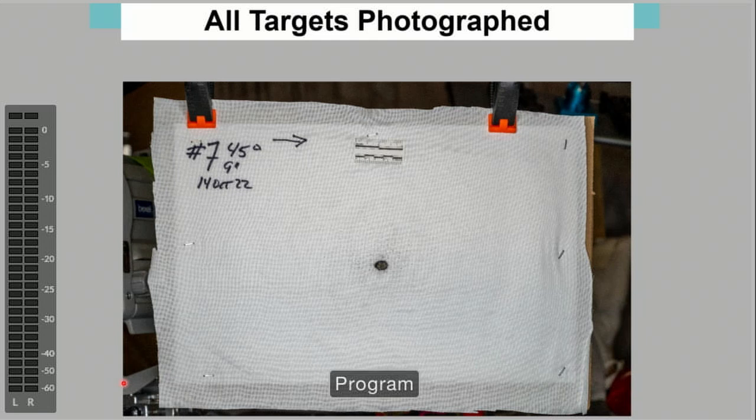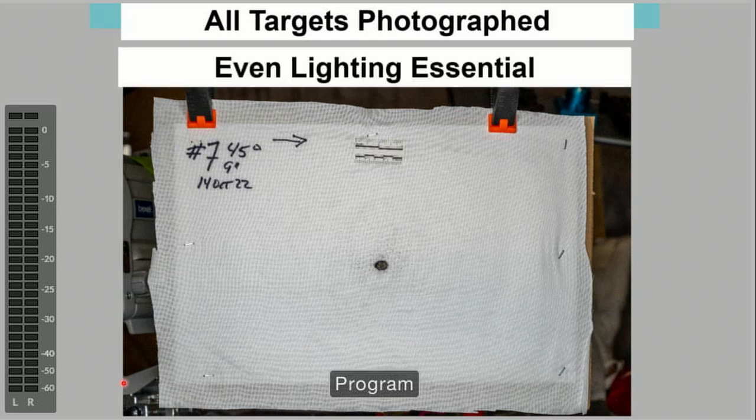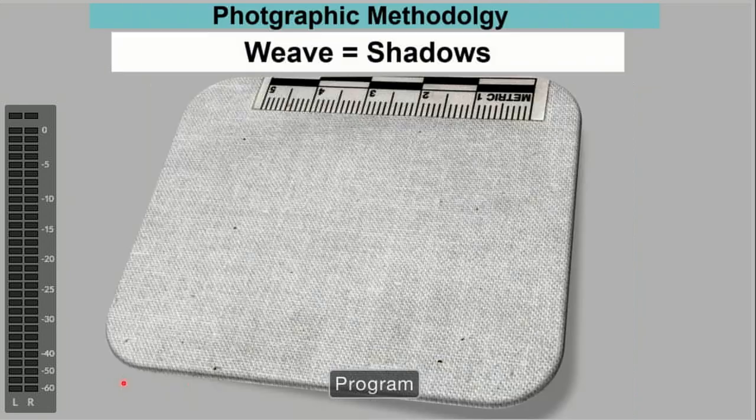All targets were then photographed, and even lighting is essential because I found this out the hard way. I had many challenges putting this together, because when you're dealing with fabric, I started getting a lot of false positive results, and I'll explain where they came from. It's because of the weave. The fabric has weave in it, and in the interlocking fibers, in the interlocking weave, there are little shadows. And the shadow can be interpreted by image analysis software as a particle when it's not.